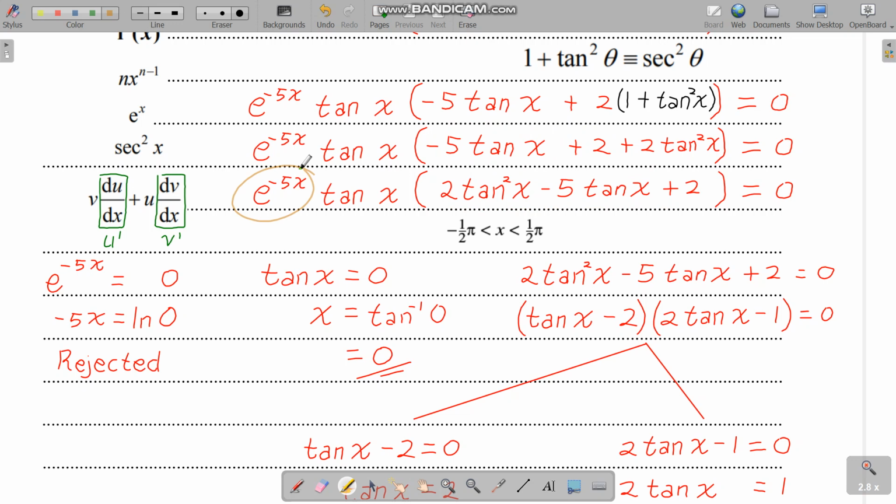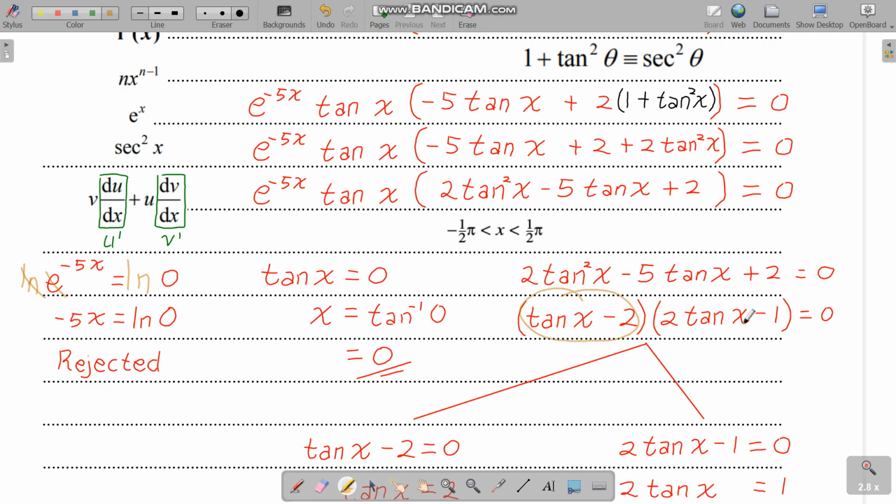If this equals 0, then to solve this we do ln both sides, because ln e cancels out, we have only the power, only minus 5x on the left. On the right you will get a math error if you use your calculator, so this is rejected, it's impossible, there's no solution. And from the second factor, tangent x equals 0, we use inverse tangent and we get x equals 0. And from the third factor, the quadratic equals 0, actually we can factorize this.